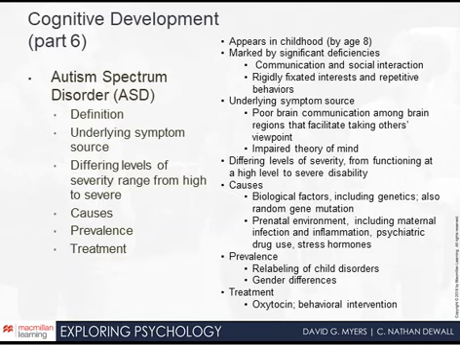Some of the causes are thought to be biological factors, including genetics, also random gene mutation. Also, there could be some involvement in prenatal environment, including maternal infection and inflammation, and psychiatric drug use, as well as stress hormones. The prevalence is somewhat debatable to some extent. There may be relabeling of other childhood disorders. There are some gender differences as well, and treatment can use oxytocin as well as other behavioral interventions.